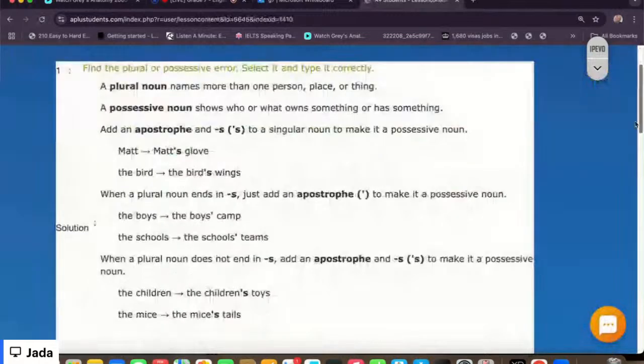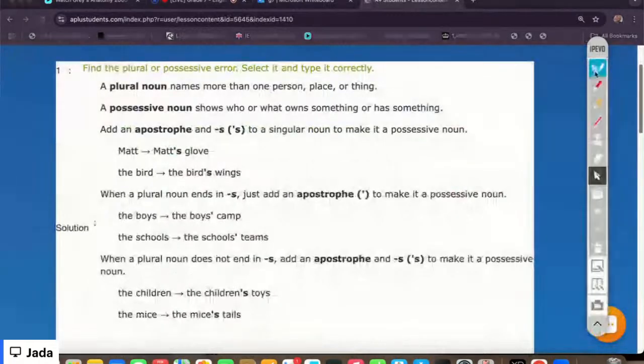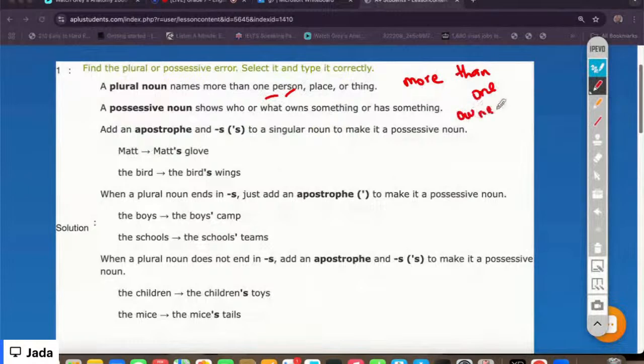Alright, so a plural noun names more than one person, place, or thing. So we already know that plural talks about more than one. And then we also have the possessive noun. The possessive noun shows who or what owns something or has something. So the possessive noun shows ownership.